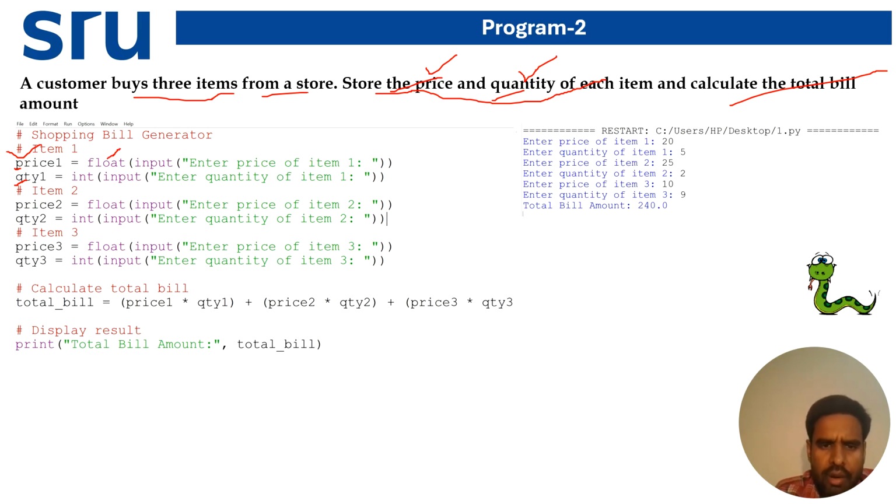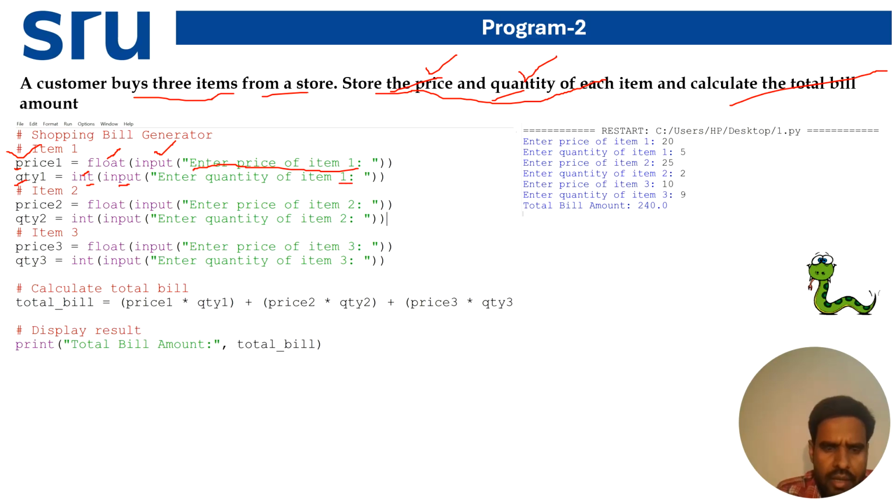Now I'm going to take input, and I'm going to display the message "enter the price of item 1". This message will display in the output box. Now I am taking quantity, how much quantity he has taken. Here I am taking int. Why int? Because the quantity is always in integer form. Now input "enter the quantity of item 1".